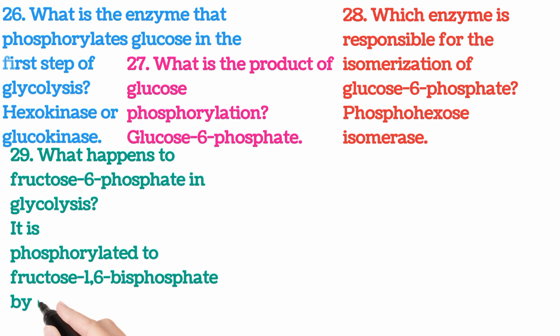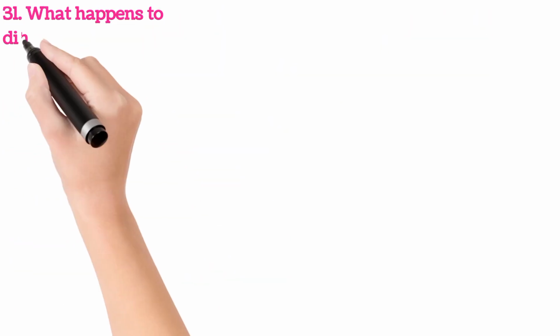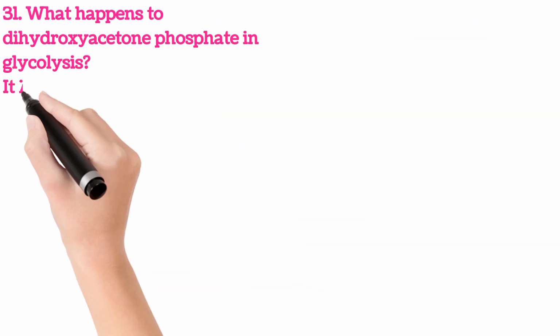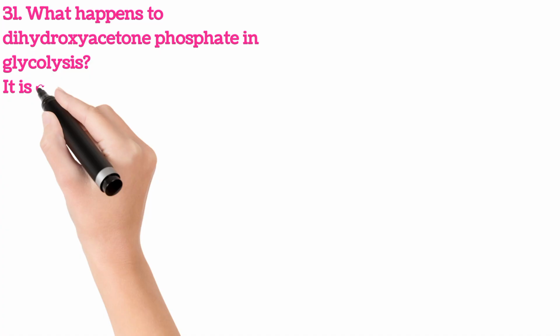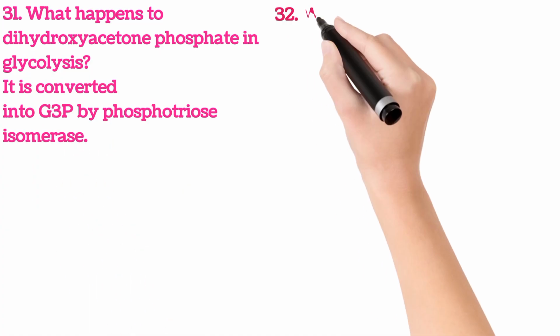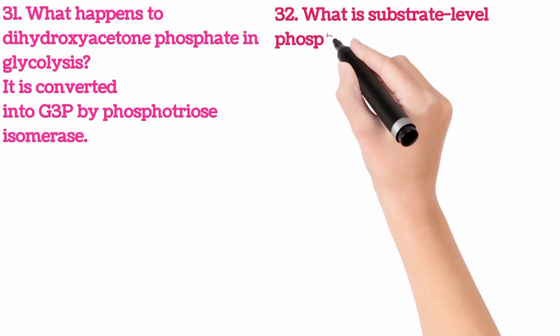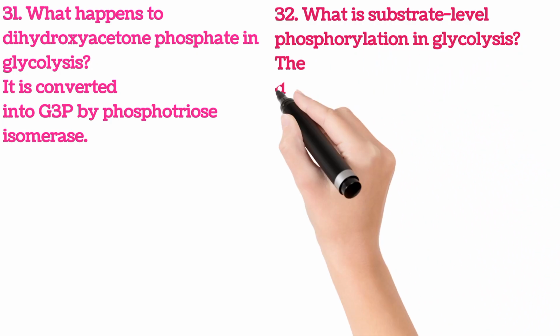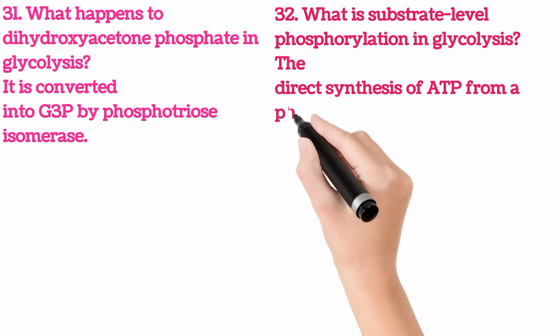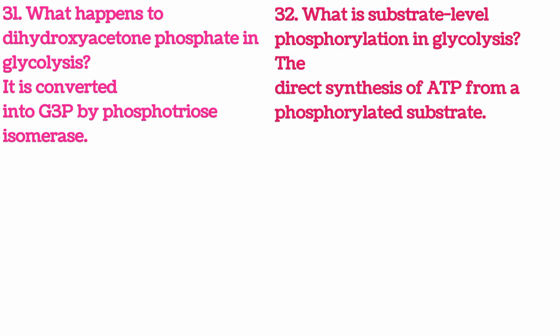31. What happens to dihydroxyacetone phosphate in glycolysis? It is converted into G3P by phosphotriose isomerase. 32. What is substrate level phosphorylation in glycolysis? The direct synthesis of ATP from a phosphorylated substrate.